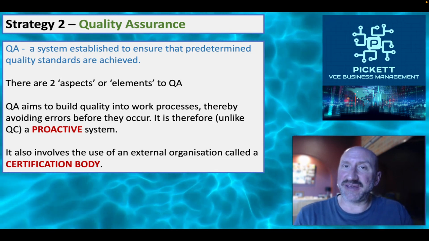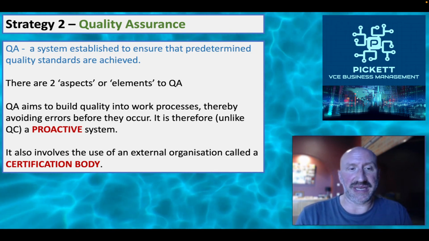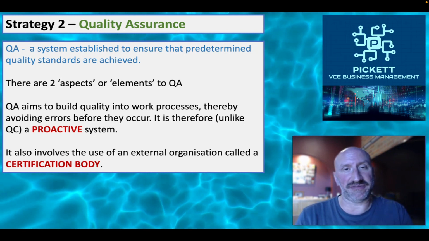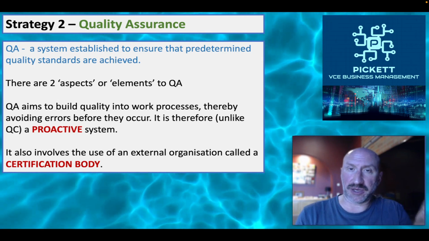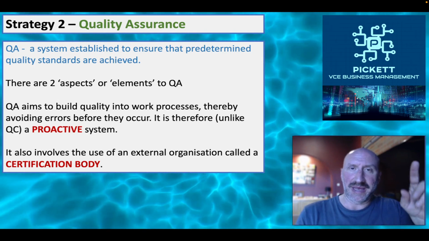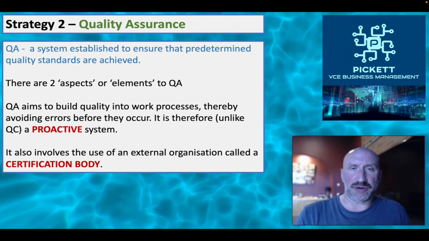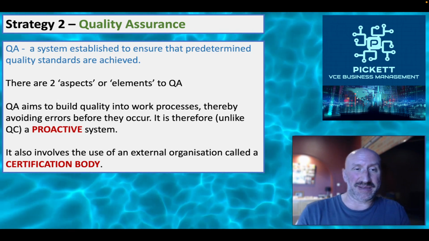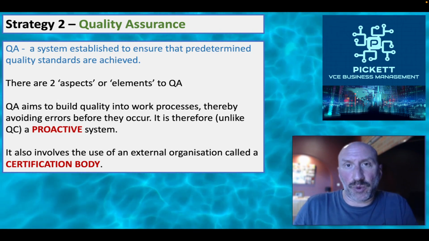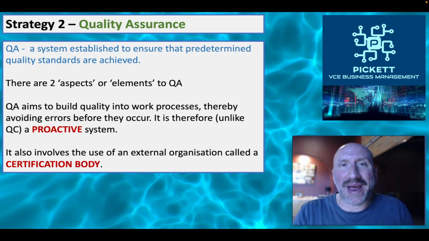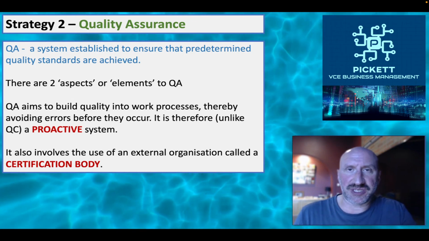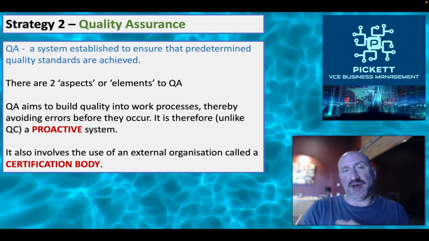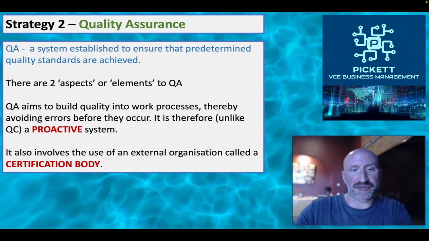Okay, so therefore, unlike QC, this now becomes a proactive system. And again, in a minute, we'll look at how Yakult implements QA, and there'll be some examples in there that demonstrate how that works, some examples of how you can be proactive as opposed to waiting for errors to happen, like with QC. With this one, you're trying to avoid the errors happening right off the bat.